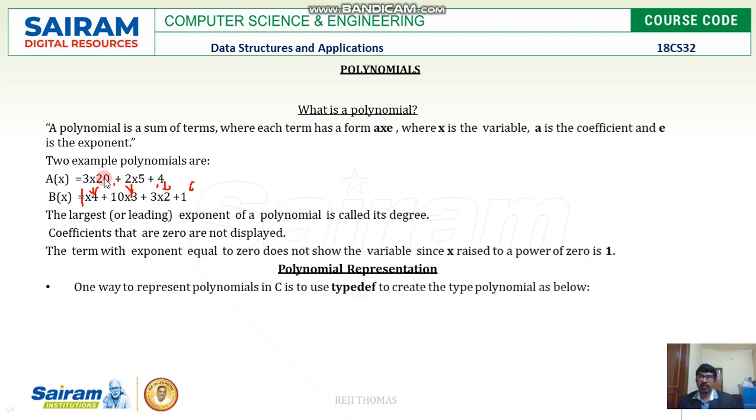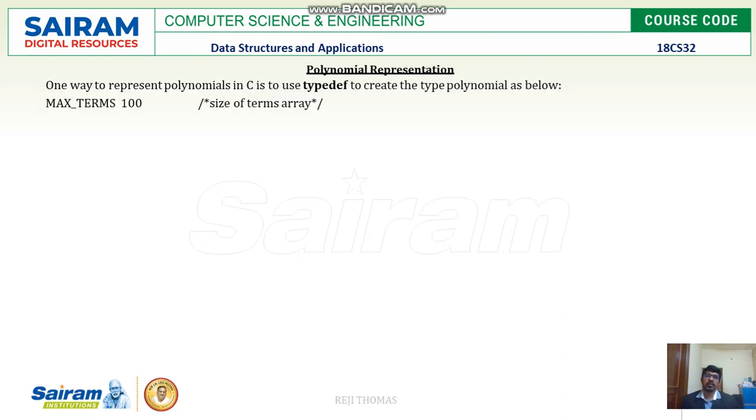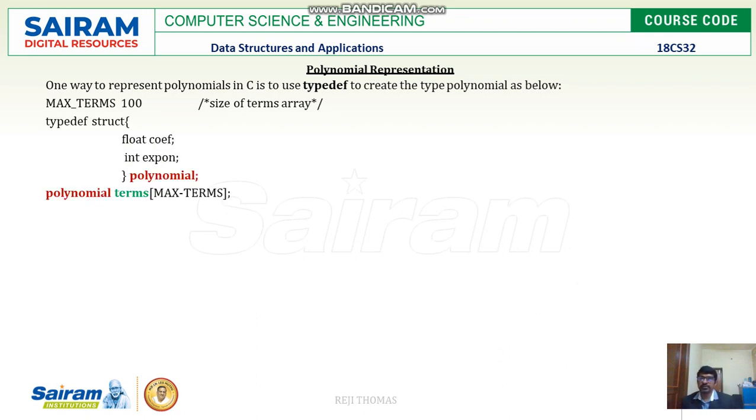So let us see how we can represent a polynomial. Normally we take a structure which is a type defined structure. As everyone knows, every polynomial has two parts. One is the coefficient, the other one is the exponent. So we have taken a structure with two members, coefficient and exponent, and polynomial is a new type which I have created.